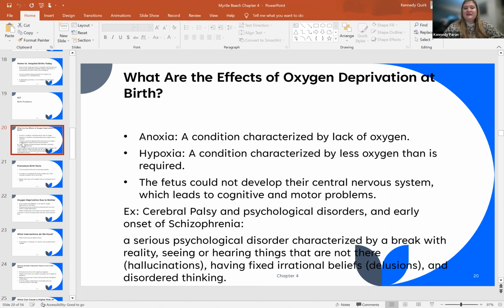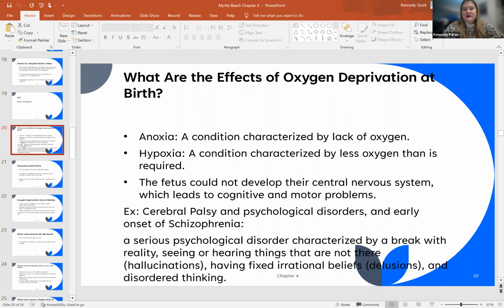So first, we're going to ask, what are the effects of oxygen deprivation during birth? There are two types. Anoxia refers to the condition of a lack of oxygen, and hypoxia is a condition in which there is less than the oxygen required, but they're still getting some. So the fetus may not develop their central nervous system, which will lead to cognitive and motor problems.